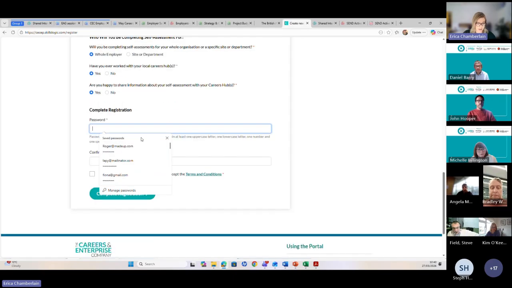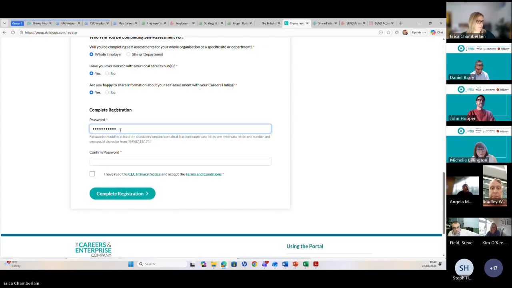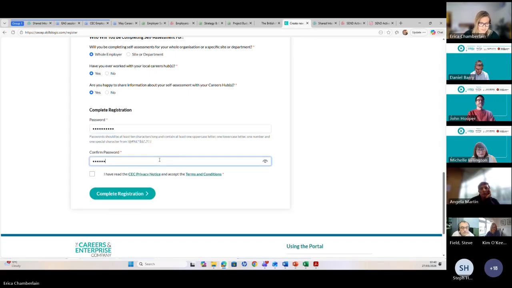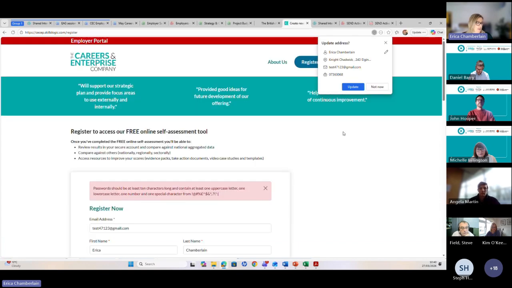And then you just complete a password, which I think has to be 10 characters and have some special characters in it, and one number. I should have remembered what I just put, so that's not very helpful. And then we've got a privacy notice and terms and conditions here. And as I said, we're compliant. So once you've had a look at those to check that you're happy, you can tick there and then complete the registration.